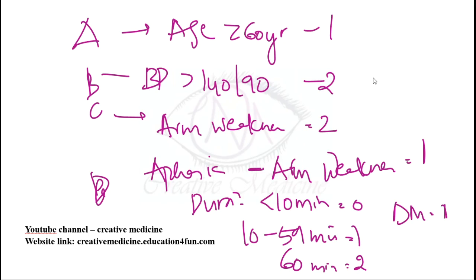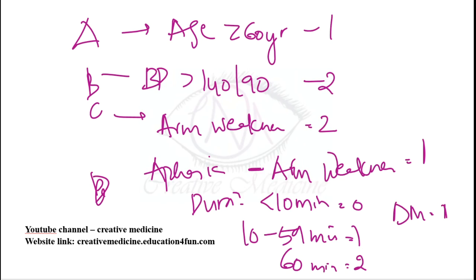Okay. So the ABCD score: A is for age more than 60 years, 1 point. B, blood pressure more than 140/90, score 2 is given. Then clinical features: if there is arm weakness, you give 2 points. If only aphasia is seen without arm weakness, you give 1. Then the duration: less than 10 minutes, 0; 10 to 59 minutes, 1; 60 minutes or more, 2. Then diabetes mellitus, you give 1.